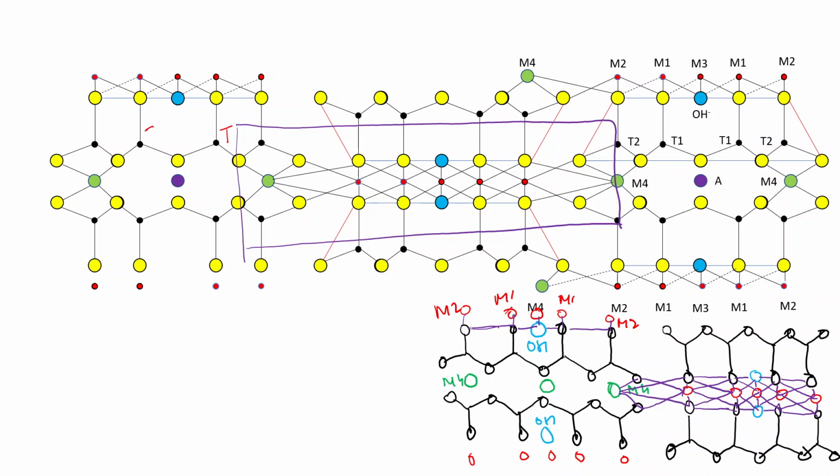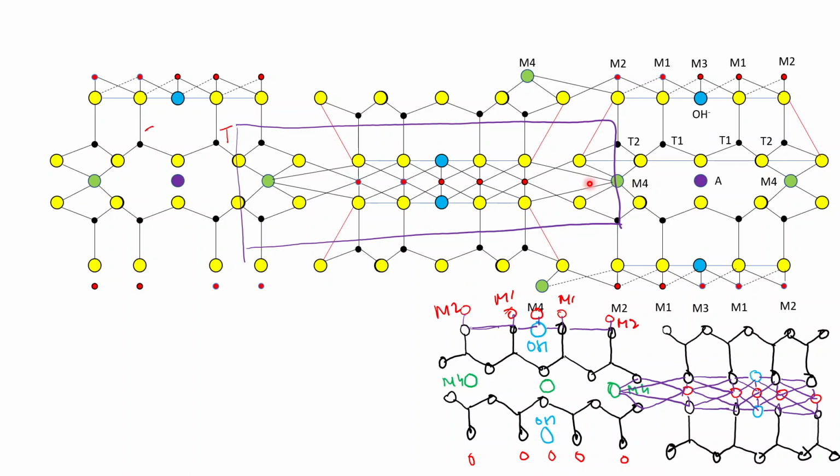So I am sure you understood that the smaller M1, M2, M1, I'll just use a pointer, M2, M1, M3, M2, M1 and M2. So M2, M1, M3, M1, M2. They are being linked to the alternating oxygens as well as OH minus of the apical part of the tetrahedral chain. Then you link M4 with these two, M2 with these two oxygens.